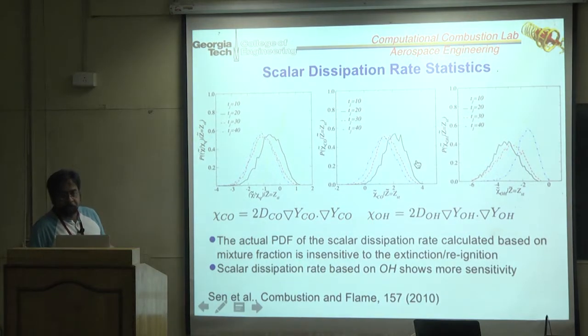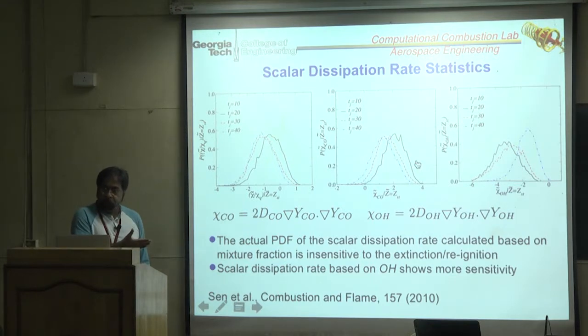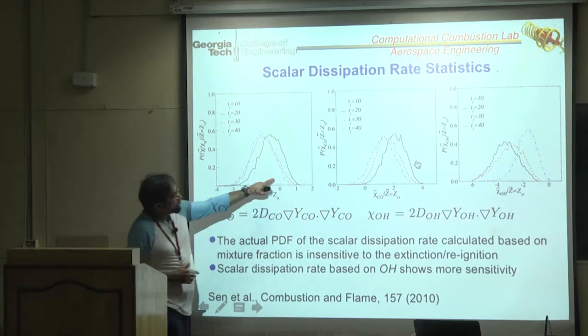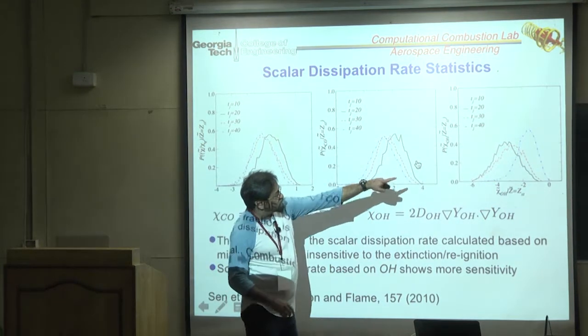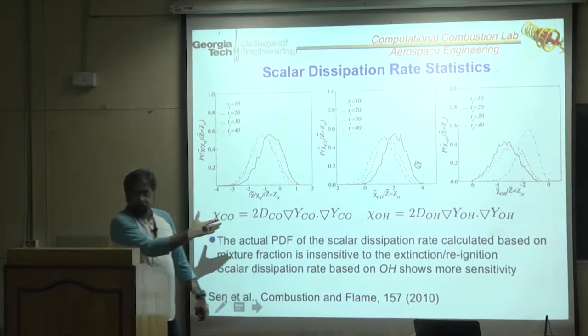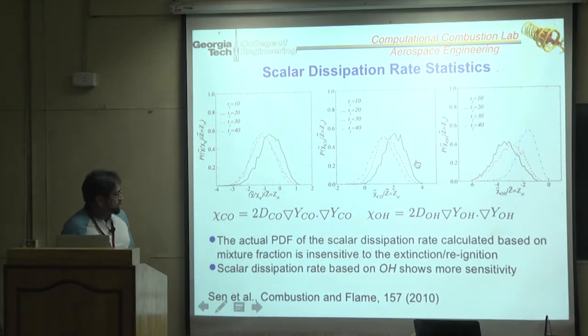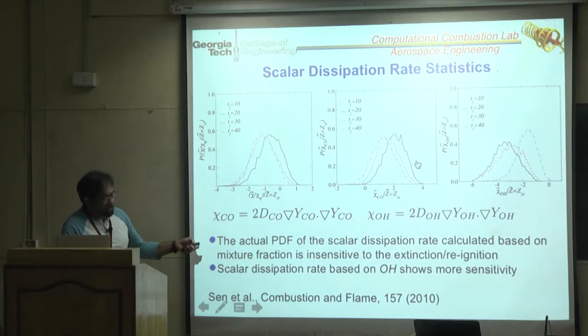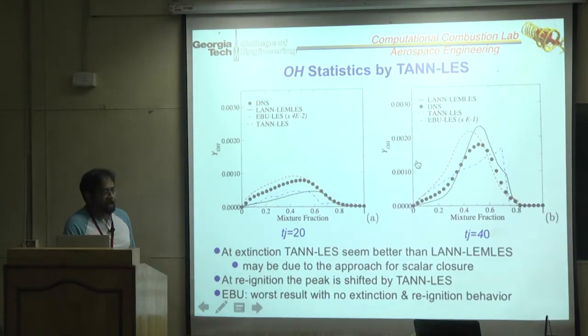So here becomes a question: if the scalar dissipation is the same at extinction and reignition, why should it predict extinction and reignition? Obviously nobody has attempted this problem with flamelets, but if the model is not sensitive to extinction and reignition, there's no way it should be able to predict that. Even though qualitatively it is similar to CO, it is way off from OH. And OH is the radical that's the key heat release mechanism. So that was an interesting observation that we got.